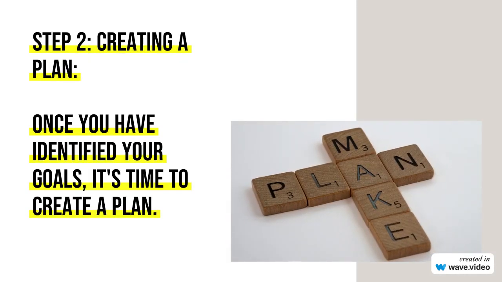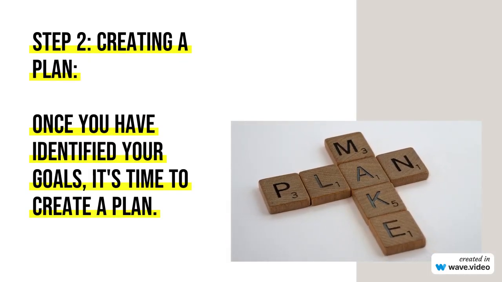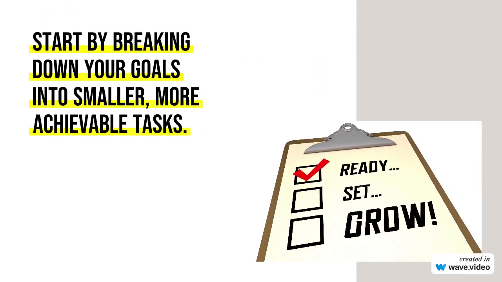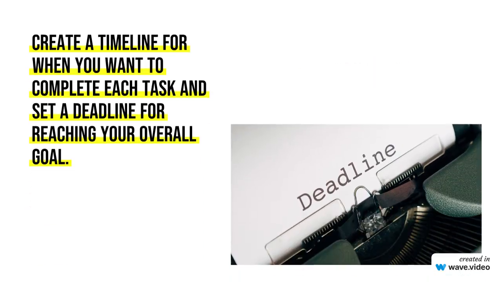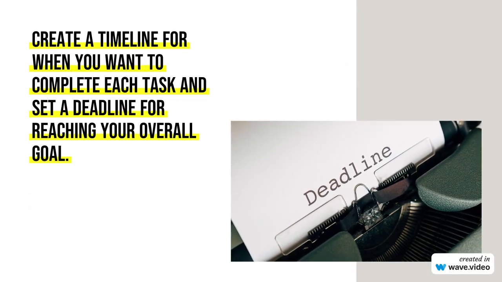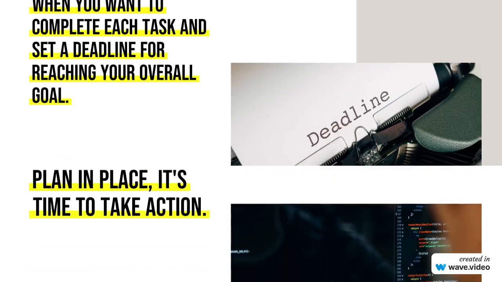Step 2. Creating a plan. Once you have identified your goals, it's time to create a plan. Start by breaking down your goals into smaller, more achievable tasks. Create a timeline for when you want to complete each task and set a deadline for reaching your overall goal.